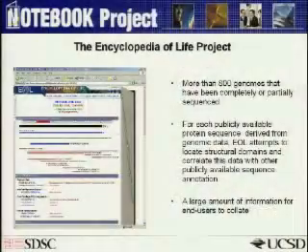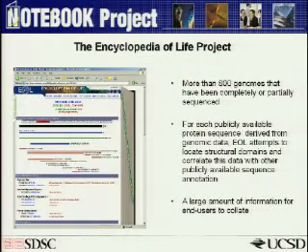First off, let me talk about the Encyclopedia of Life project, because this is really where the Notebook project sprang from. The EOL project, Encyclopedia of Life, is a project to provide annotation for the thousands of protein sequences that are currently publicly available. These are generated from the genomic sequencing projects. Currently, more than 800 genomes have been completely or partially sequenced, and the data is publicly available for these protein sequences. What EOL attempts to do is to provide domain-based annotation for each of the protein sequences.